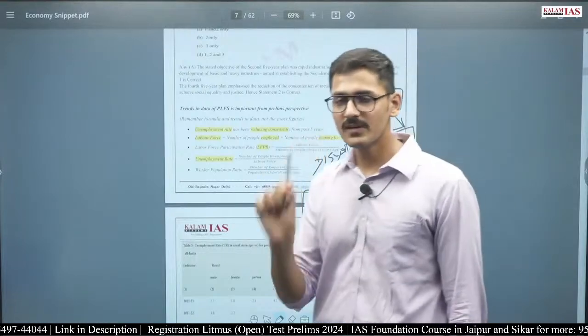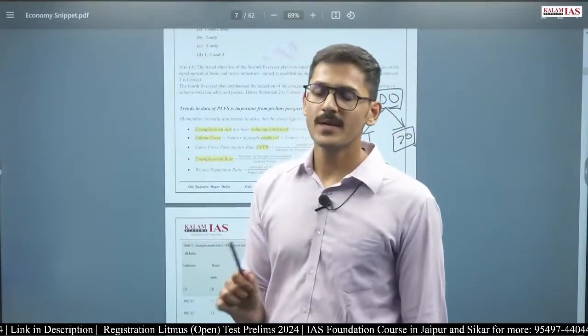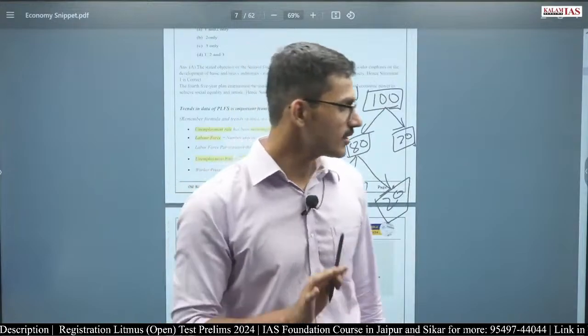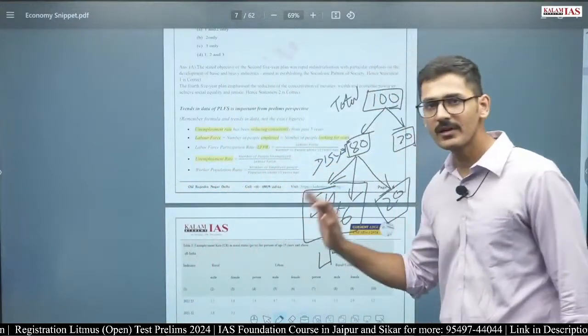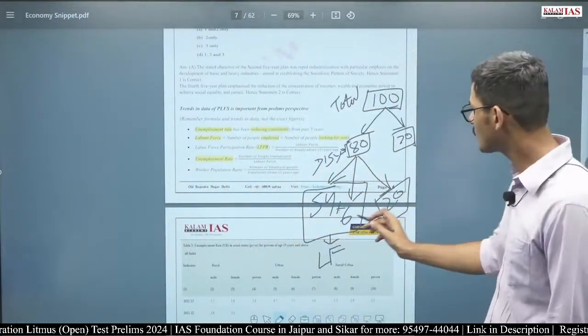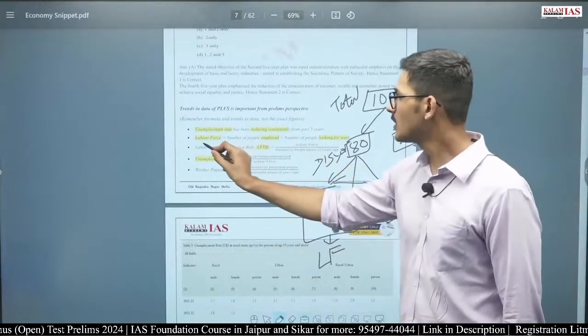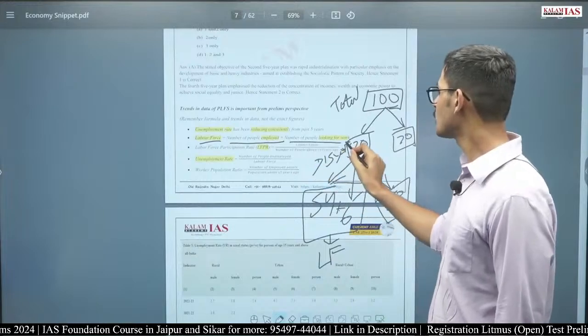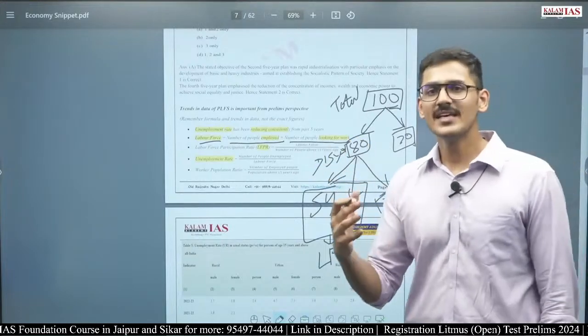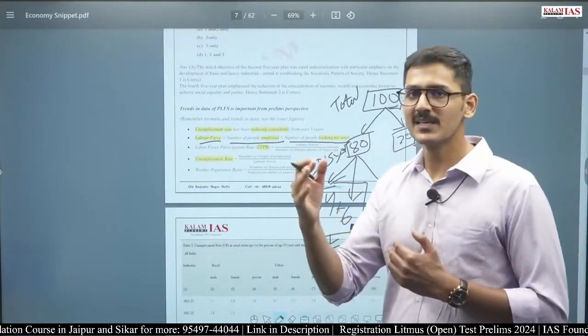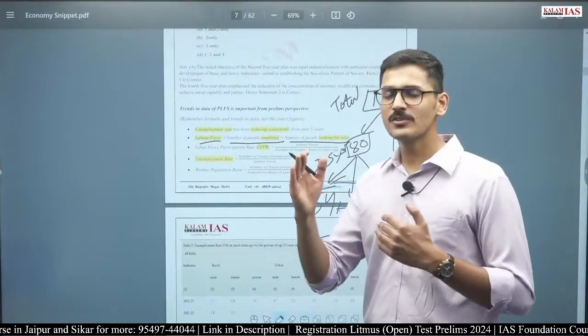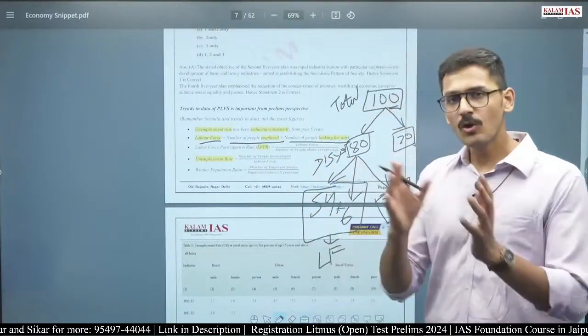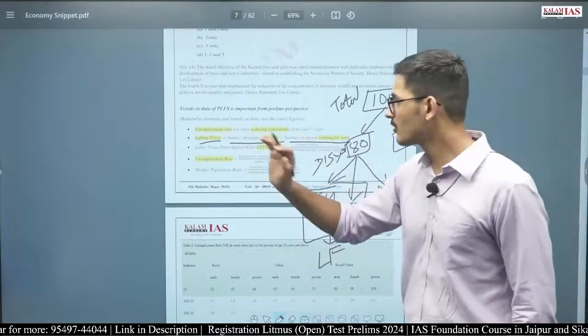People who are either working or looking for employment are part of the labor force of a country. So labor force is equal to number of people employed plus number of people looking for work, obviously in the age group of above 15 years of age. Above 15 years of age, people who are either working or looking for employment are part of labor force.